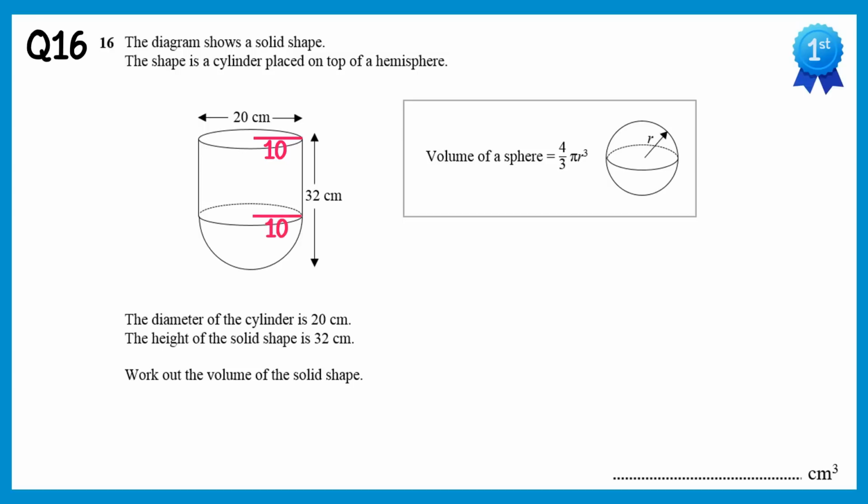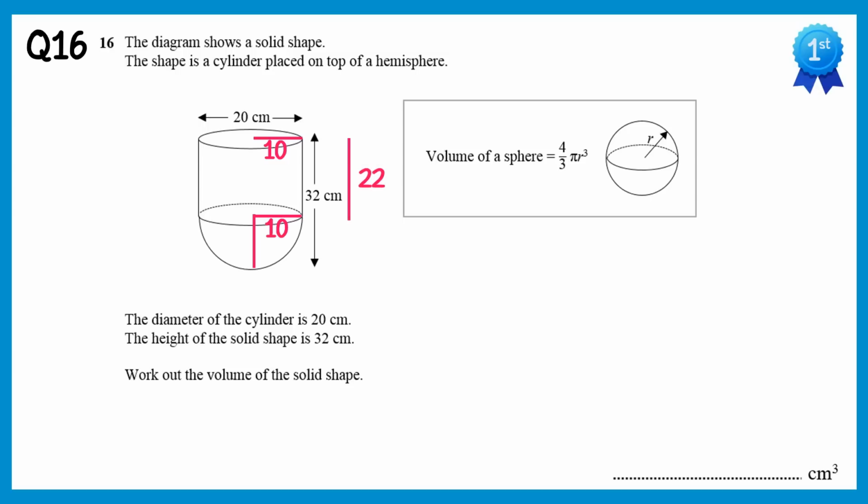And since the radius of a hemisphere is constant all the way around, we can see the height of the hemisphere is also 10. Now if this height is 10 and the height of the whole shape is 32, then we can find the height of the cylinder. That must be 22, since 32 take away 10 is 22.